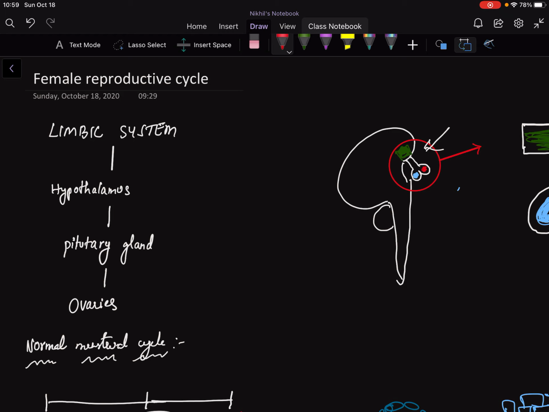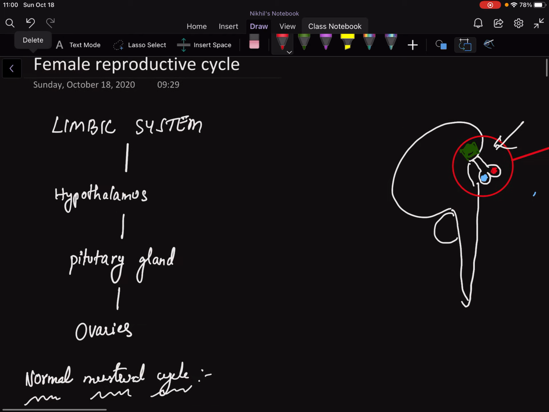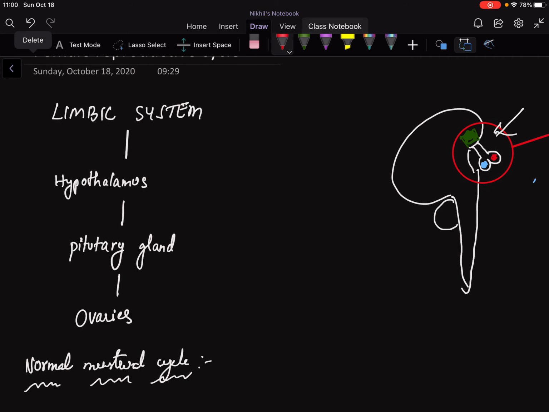Hello guys, today we are going to talk about the female reproductive cycle, which is very important to understand the embryology chapter. It forms the basis for the embryology. So let's start. The hypothalamus is mainly controlled by the limbic system, and the hypothalamus is called the master switchboard of the brain.